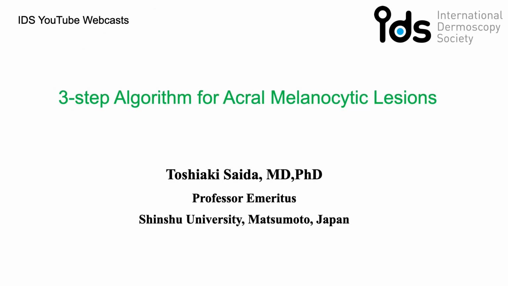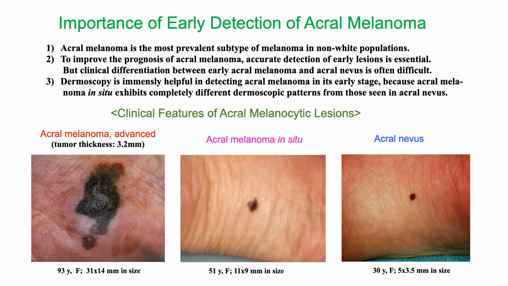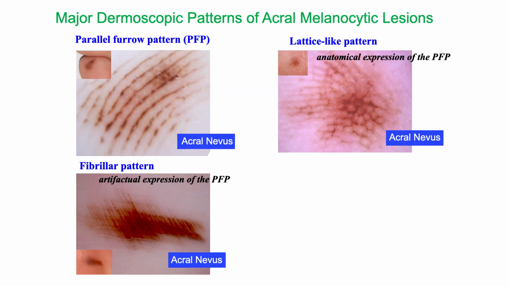I'll talk about the three-step algorithm for the management of acral melanocytic lesions. It is easy to diagnose advanced acral melanoma. To improve the prognosis of melanoma, early detection is essential, but clinical differentiation between early acral melanoma and acral nevus is often very difficult. Dermoscopy is immensely helpful for this differentiation.